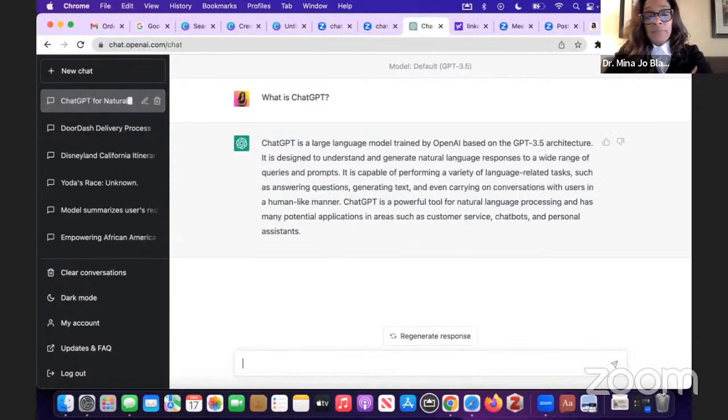I'm going to read it to you. It says ChatGPT is a large language model trained by OpenAI based on the GPT 3.5 architecture. It is designed to understand and generate language responses to a wide range of queries and prompts. It is capable of performing a variety of language-related tasks, such as answering questions, generating text, and even carrying on conversations with users in a human-like manner. ChatGPT is a powerful tool for natural language processing and has many potential applications in areas such as customer service, chatbots, and personal assistants. Now, quite honestly, that's a lot to read.